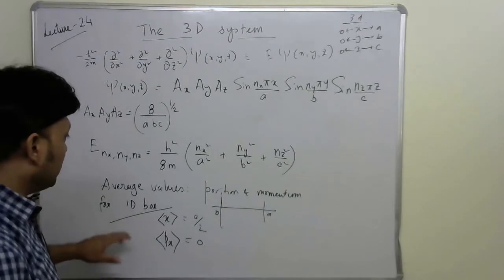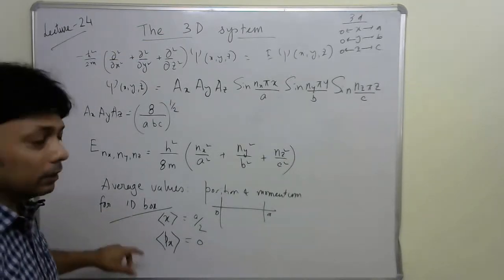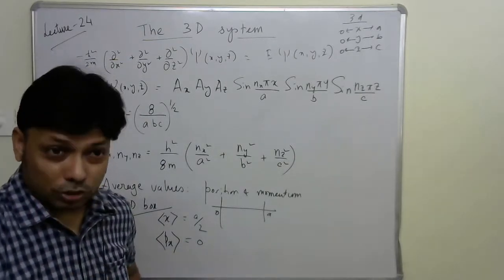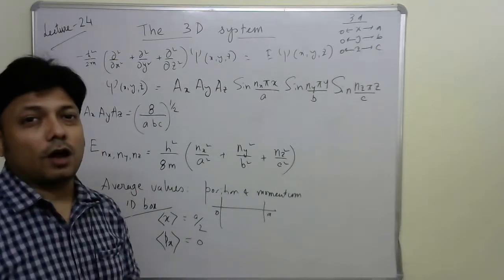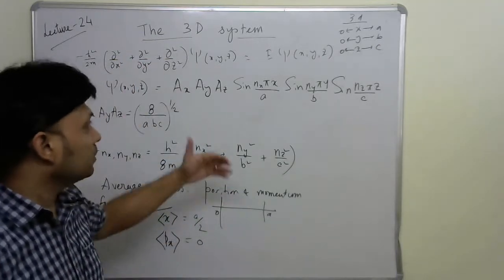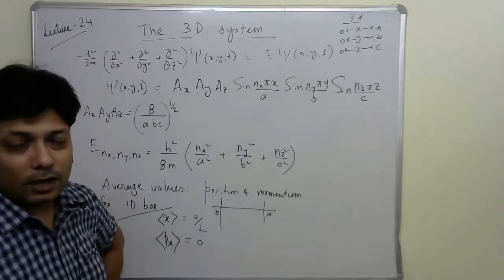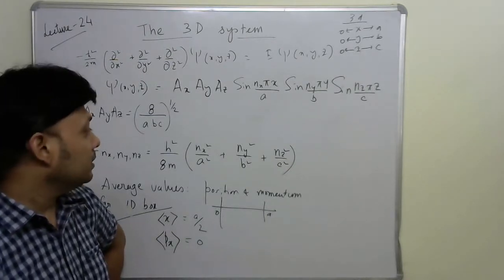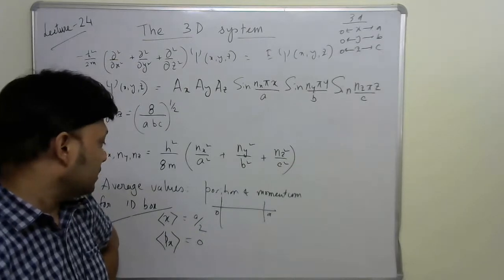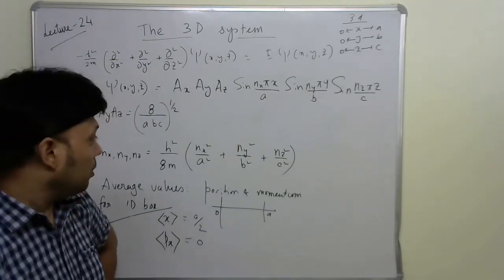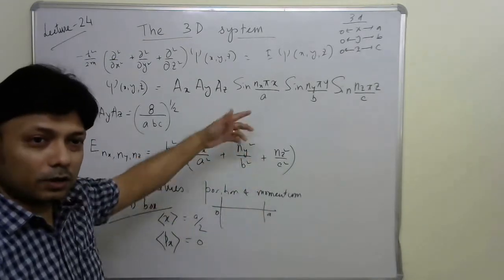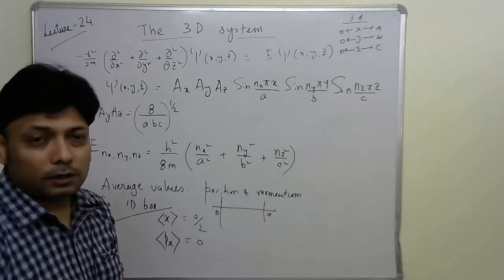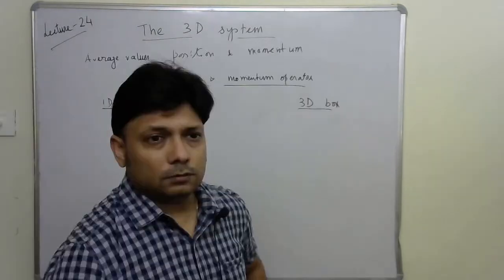So now I'm going to extend the same thing to a 3D box instead of 1D. So what do you expect? What should be the average position and the average momentum of the particle confined in a 3D box? Alright, I can guess that you are already telling the right answer, and your guess is also correct. So we will now quickly go through how to find the expression for the average values of position and momentum for a particle in a 3D box. Alright, so let's do it.